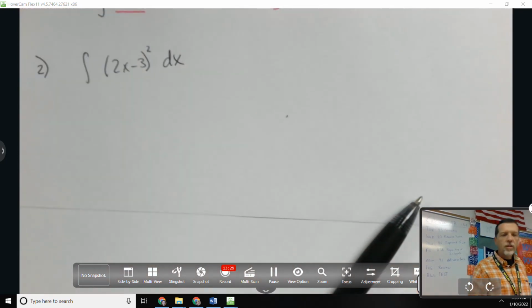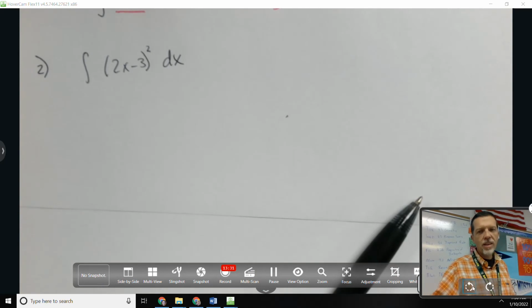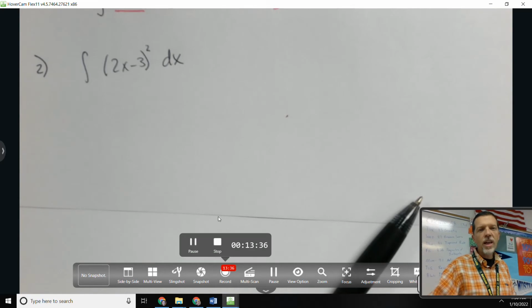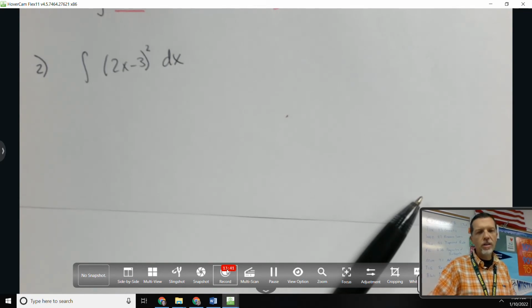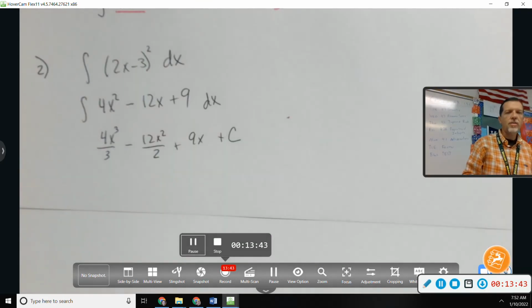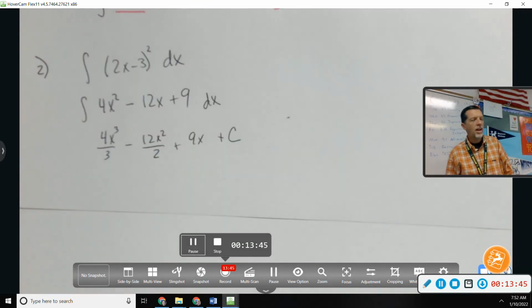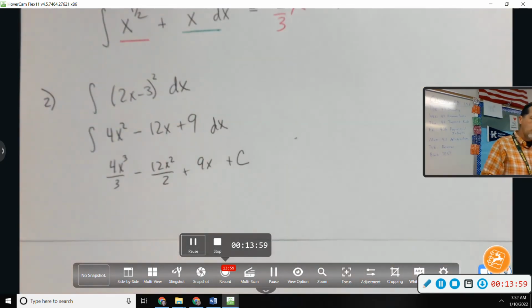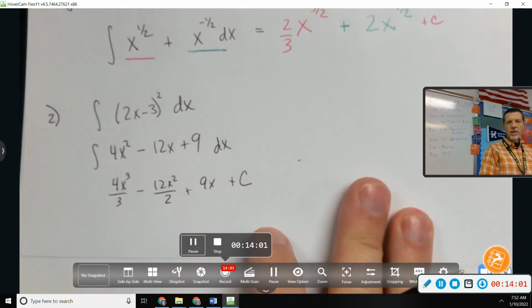What do you think you should do first on that one? Foil it. So you try that. Foil it out and then do the calculus. So algebra first and then calculus. So I foiled first and then I up the power, divide by the new power. And yes, 12x squared over 2 would reduce, but that's a safe stop thing. So I just up the power, divide by 2, and leave it alone. So that's the power rule with a couple of algebra tricks thrown in there.